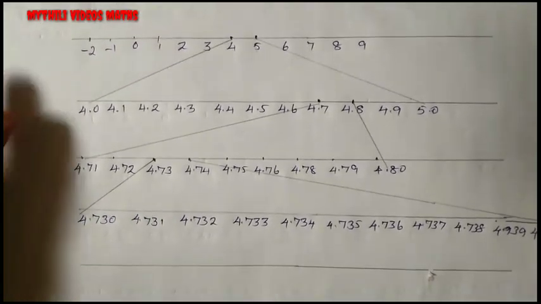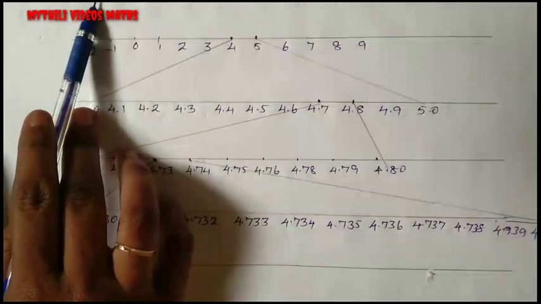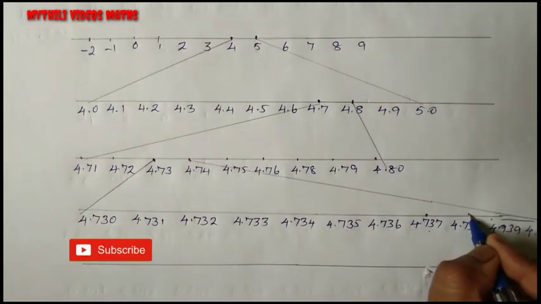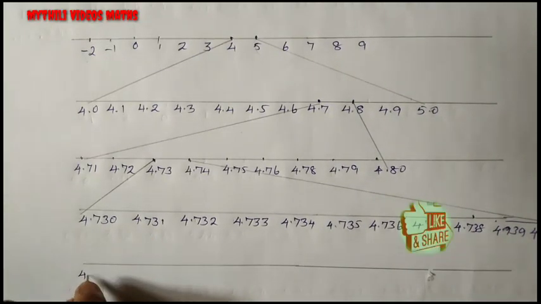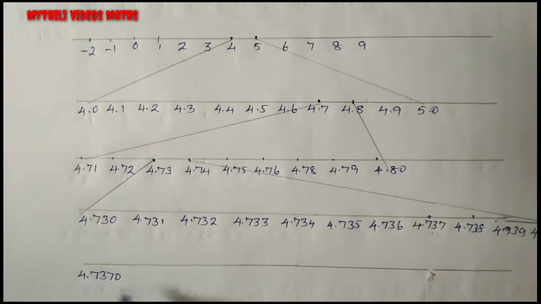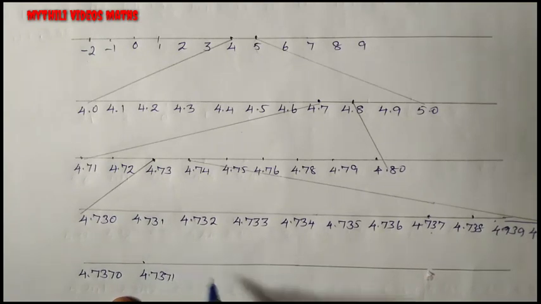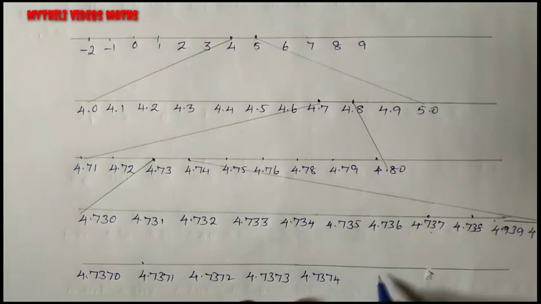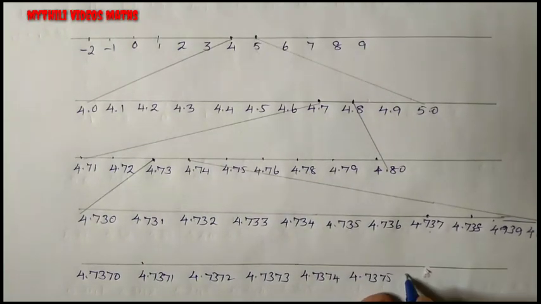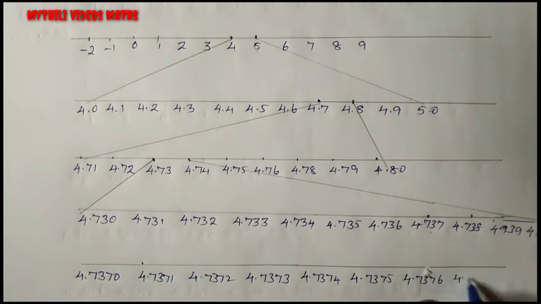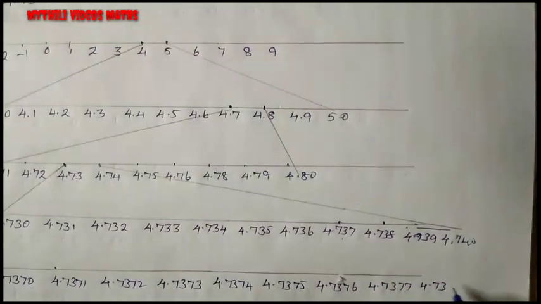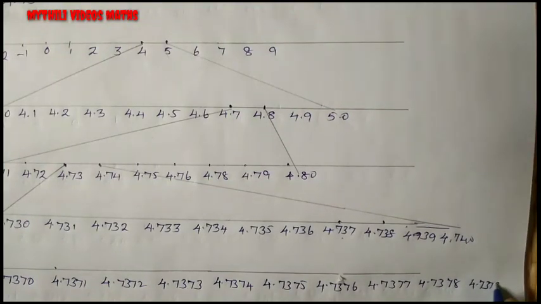Okay, after that, finally, here we have to take the 4 digit number. Listen, 4.737. So 737 is here. 737 and the next is 738. In between what all the numbers are there, we have to write. So 4.7370 and then 4.7371, 4.7372, then 4.7373, okay, and then 4.7374, then 4.7376, 4.7377, 4.7378, 4.7379, finally 4.7380.